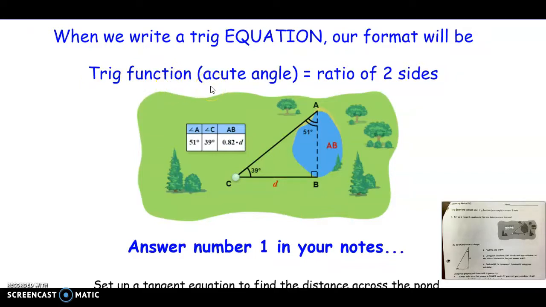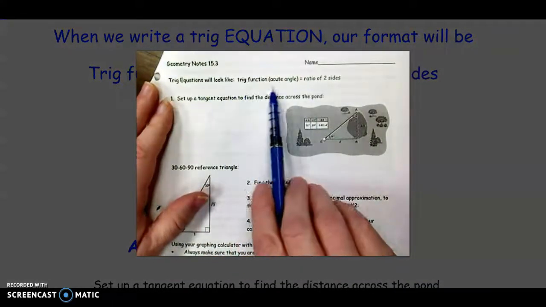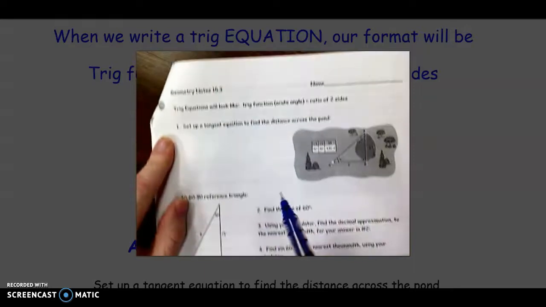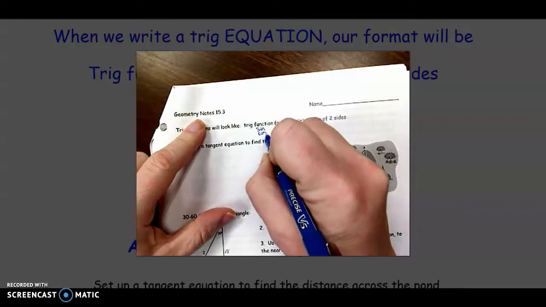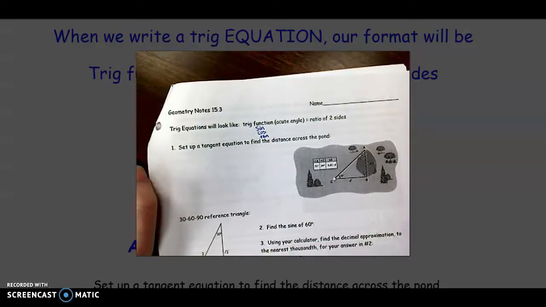Now the format you're going to be writing your equation in is at the top of your notes there. So this is the pattern you're going to be following every single time you write an equation. So you're always going to start with a trig function. Remember, we only have three, and it's sine, cosine, and tangent. We do not call that sin, cos, and tan.